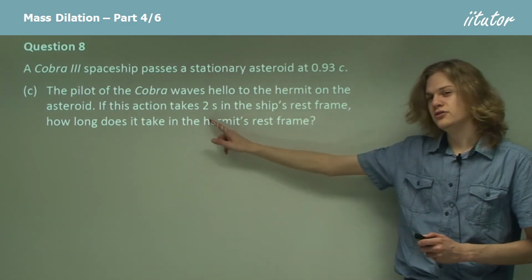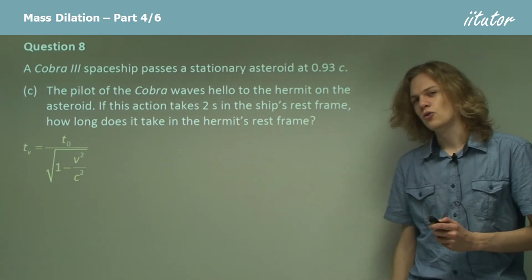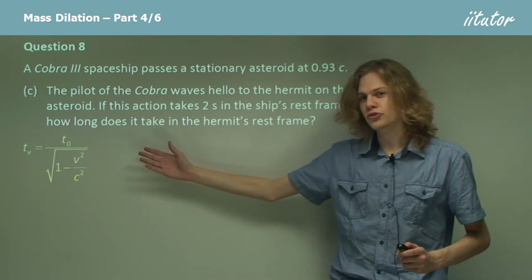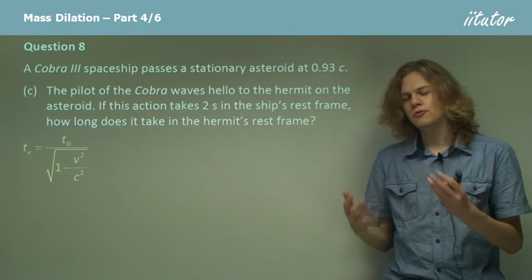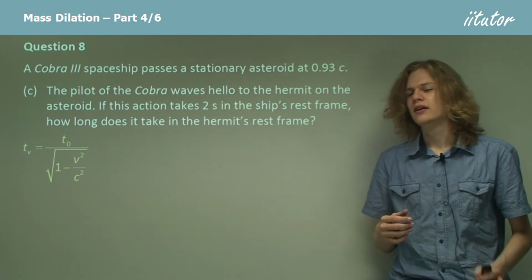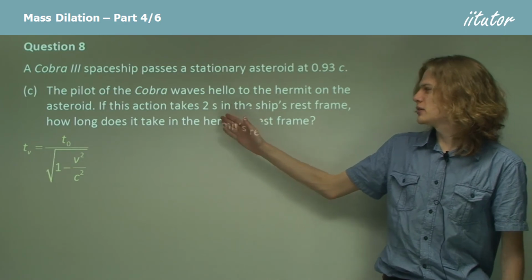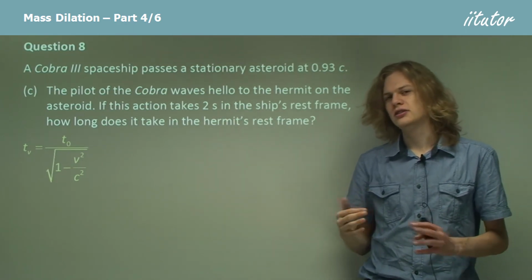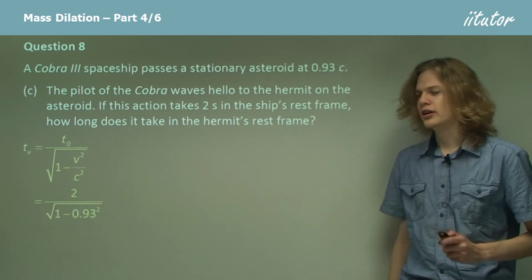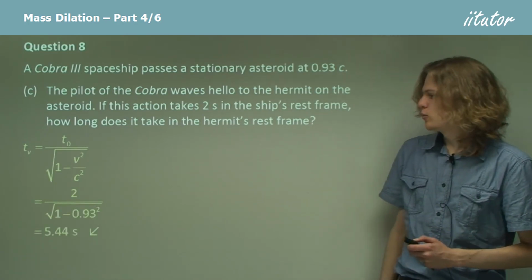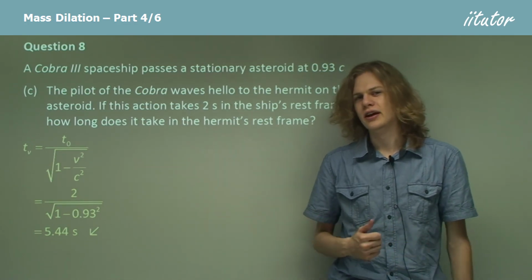So there's our T0, we're looking for TV. There's our equation relating the two. Once again, we have a similar factor on the bottom, and we know that the factor will be a little bit less than 3 times as long. So we're expecting the action to take a little bit less than 6 seconds. Substituting in our numbers, we end up with 5.44 seconds, which is pretty close to the estimate that we gave.